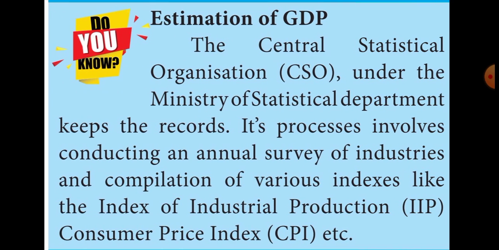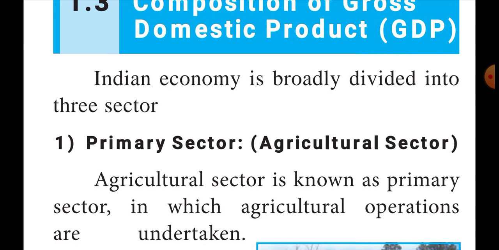Then the next topic is the composition of gross domestic product. Listen very carefully, students. The Indian economy is broadly divided into three sectors. The first one is agriculture and its allied activities, the second is industry, and the third is services. That means primary sector, secondary sector, and tertiary sector.